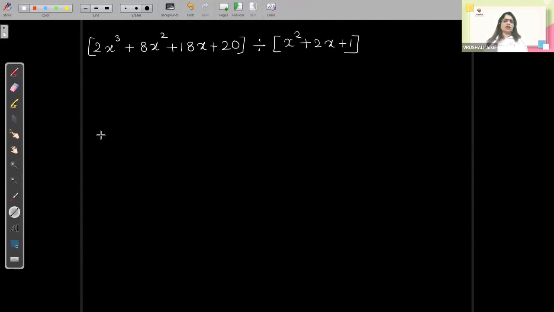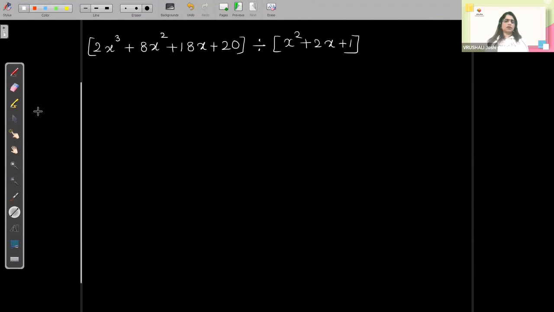2x cube. This is a little different. Plus 8x square plus 18x plus 20 divided by x square plus 2x plus 1. Correct? Now we have to understand one thing here. This is a cubic equation. Okay. So let's first arrange everything and then I'll tell you how to look at the numbers.